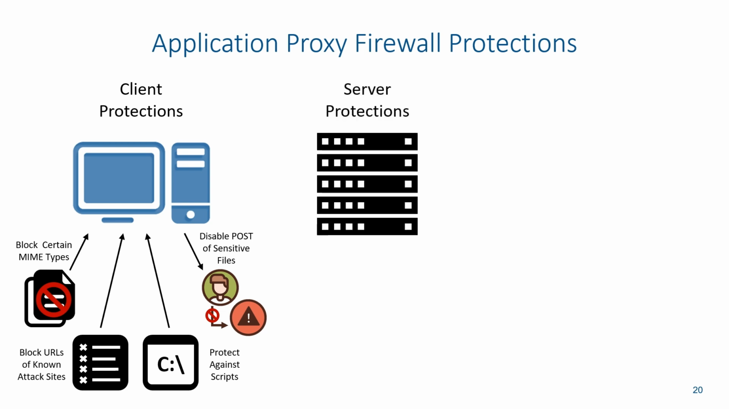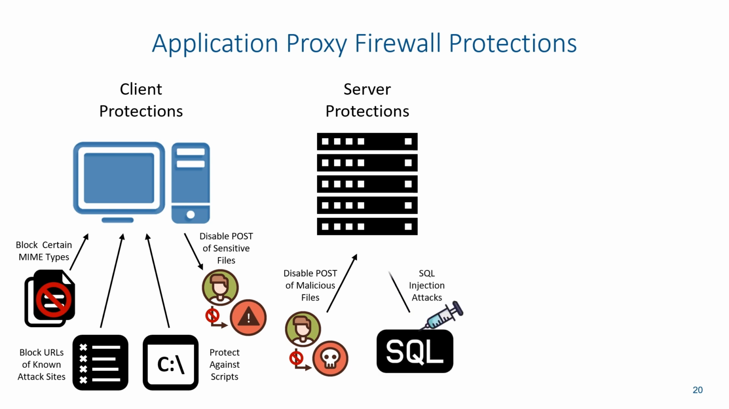For server protections, it disables the post of malicious files. So when a client uploads a file to our server, if we notice that it is a malicious file, we can drop it. Or if it's a certain MIME type that we don't want, we could drop it. We can also protect against SQL injection attacks. And we'll cover SQL injections later with data security.